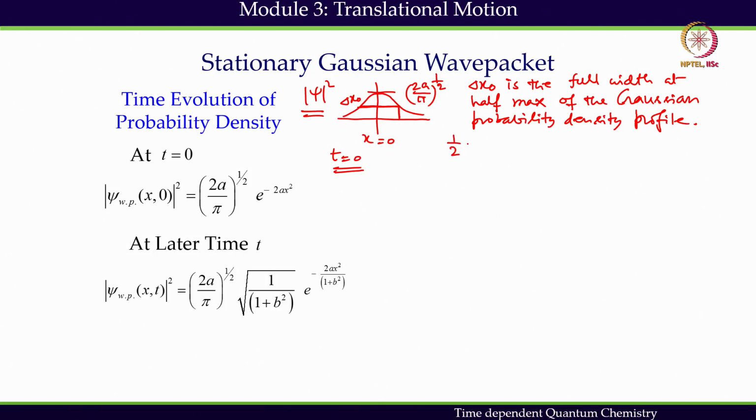And if it is so, then I can find out this a value, because by definition it is going to be the full width at half maximum. So, half of its maximum value, that is 2a by pi to the power half, occurs when x equals delta x naught by 2. So, I get e to the power minus 2a delta x naught square by 4.